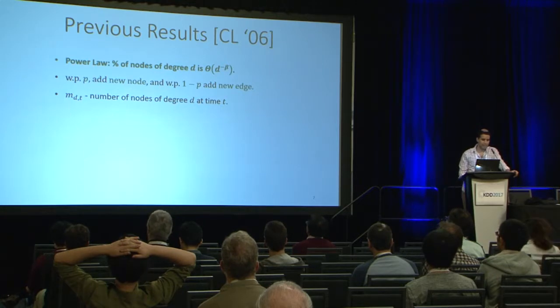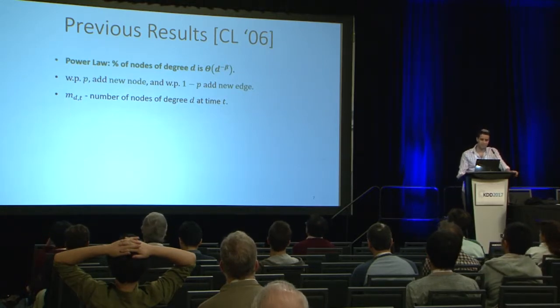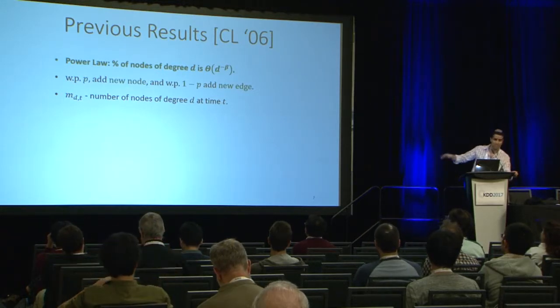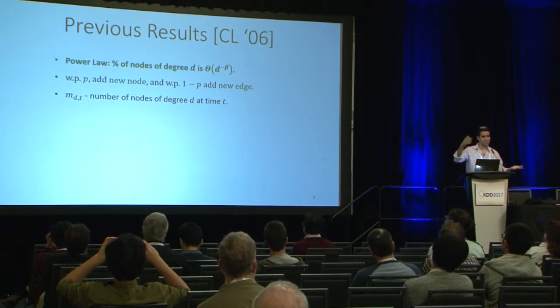And we said, well, this model was built to explain power laws. So the first result from 2006 is that this model does produce a network with a power law. And again, I remind you that the power law basically means that the percentage of nodes with degree d is inverse polynomial in d.